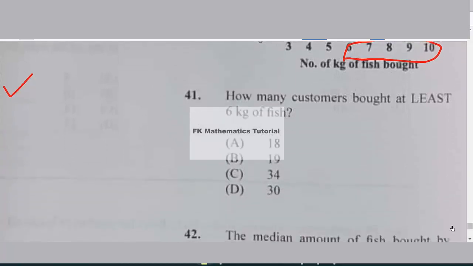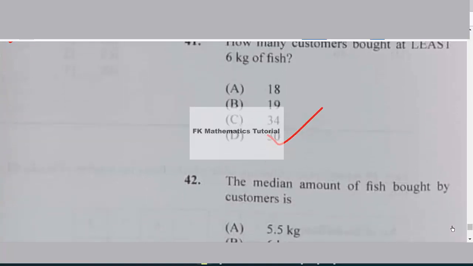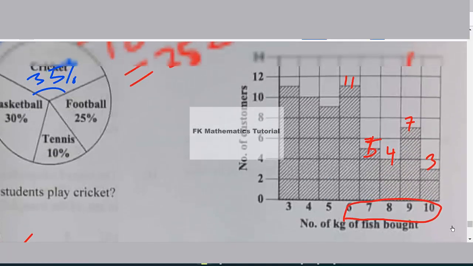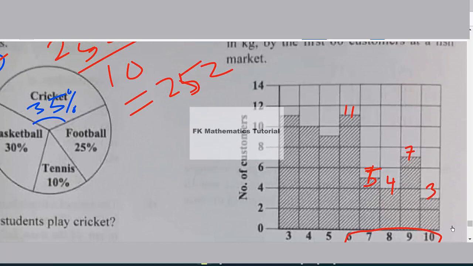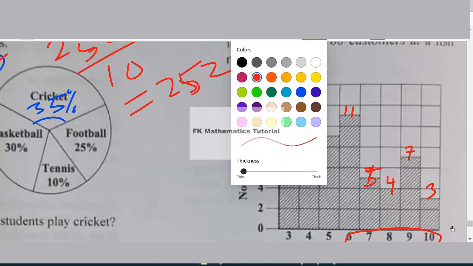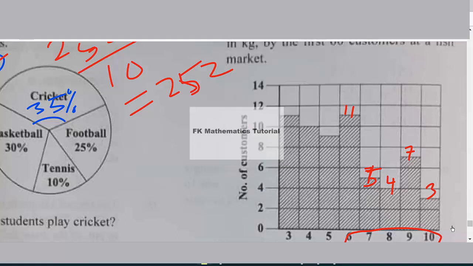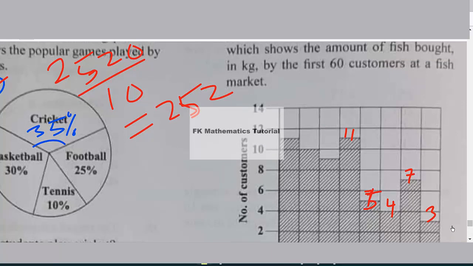as the correct answer. The median amount of fish bought by customers is, so the median. So to find the median, let us use the highest rectangle here. So we draw a line from here until we get to this. Then we draw a straight line from here too until we get to this. So it's supposed to be something like this.